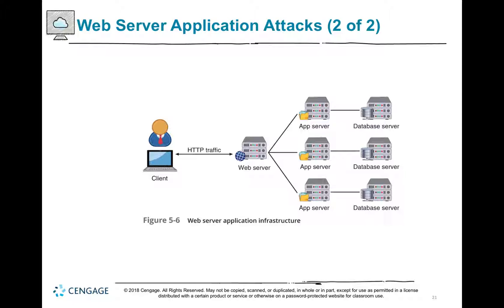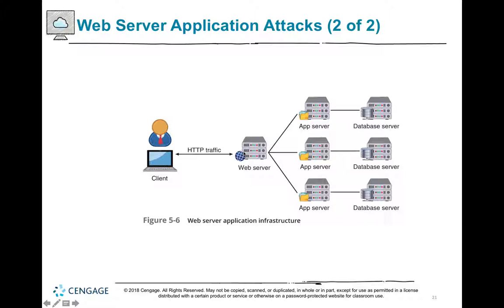So, a web server application infrastructure, right? This is a simple infrastructure, but for the case of this, you've got a client out here on the internet. It talks to the web server. The web server may be servicing multiple applications. Maybe you've got your HR information, you've got an Outlook where users can access their email, and maybe a SharePoint site. Different applications can all be running on the same web server, on the same front end.